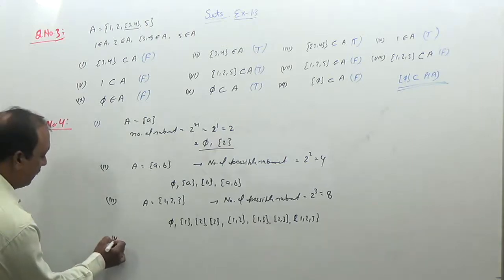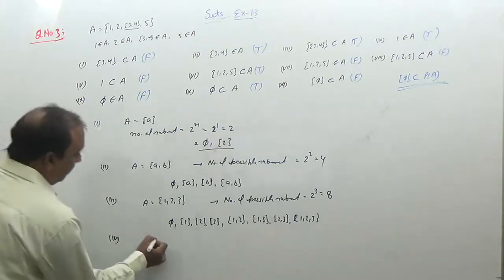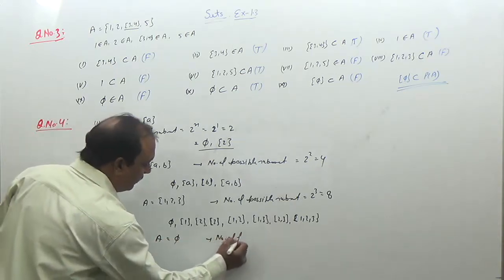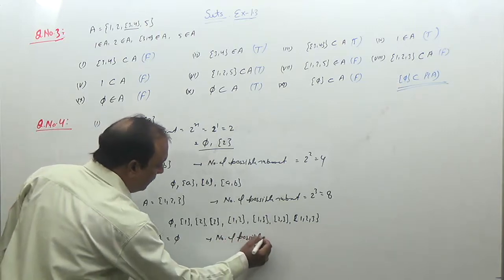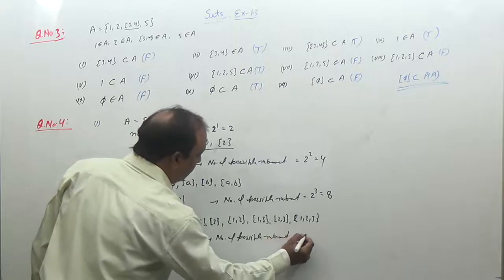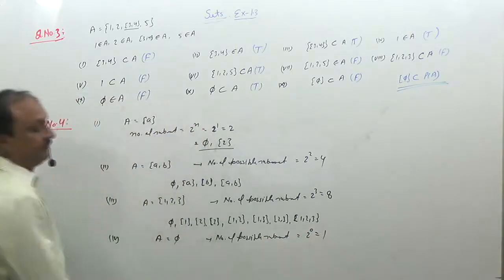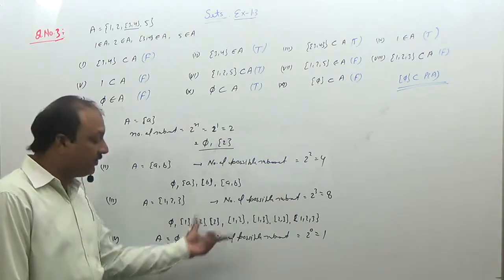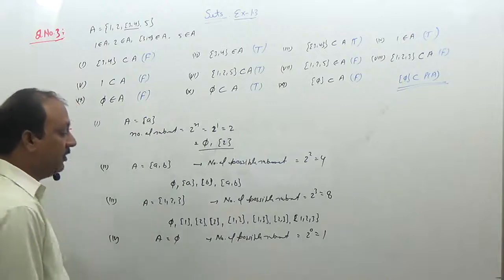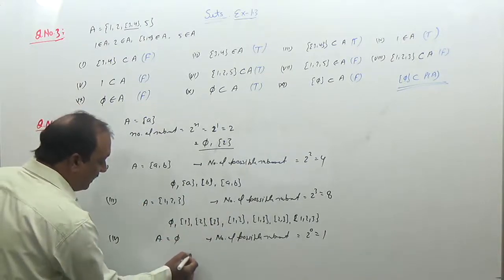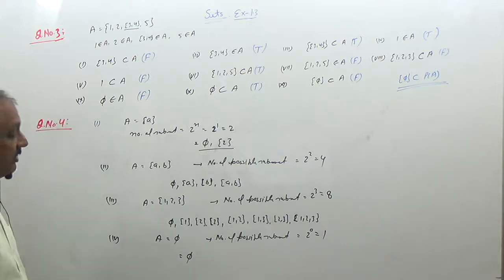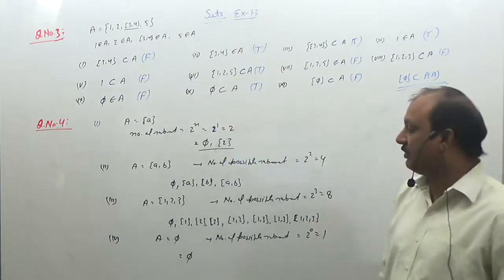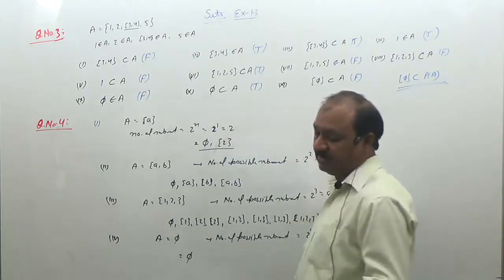Now the fourth part of this question is there is a set phi. So the number of possible subsets is 2 raised to the power 0, which is 1. In a null set, which does not have any elements, the number of possible subsets is 2 raised to the power 0, so there is only one possible subset and that is itself. So the possible subset of a null set is the null set itself. There is only one possible subset. So this one is question number 4.